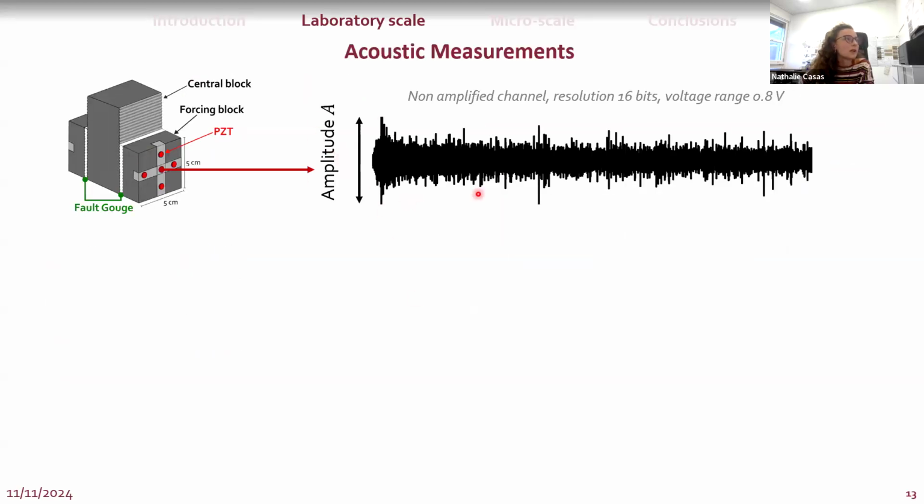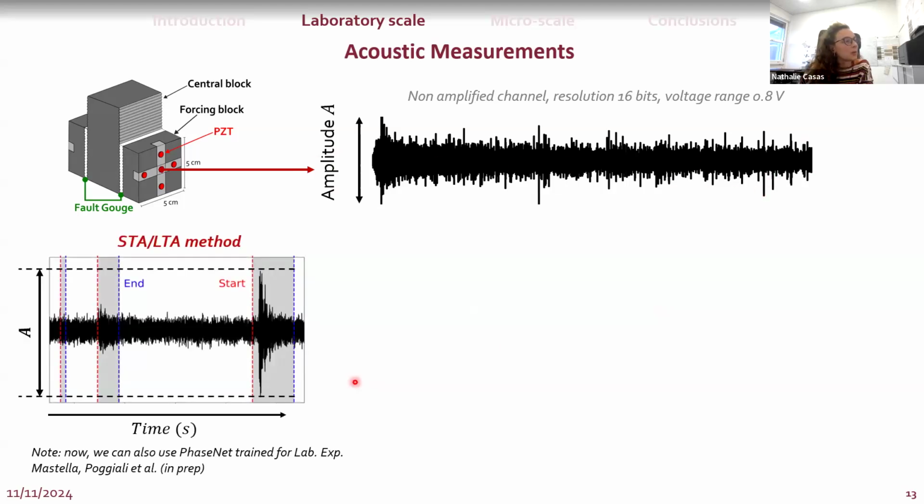So once we have our acoustic measurements, here you see we capture mainly the amplitude of the acoustics during the entire fault displacement. And then we will use STA/LTA, short-term average over long-term average, in order to pick the start, the end, and the amplitude of each acoustic event within the amplitude data, and create a catalog of acoustic emissions for each of our experiments.